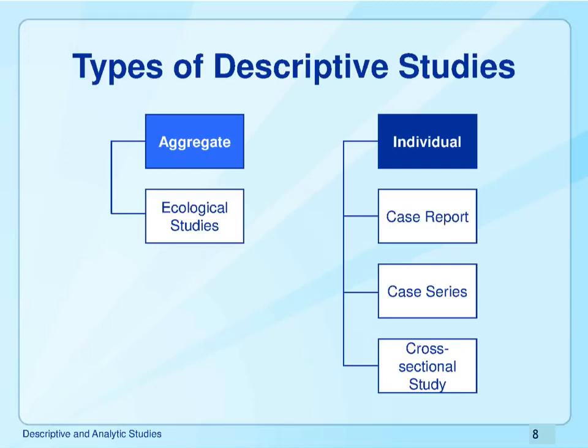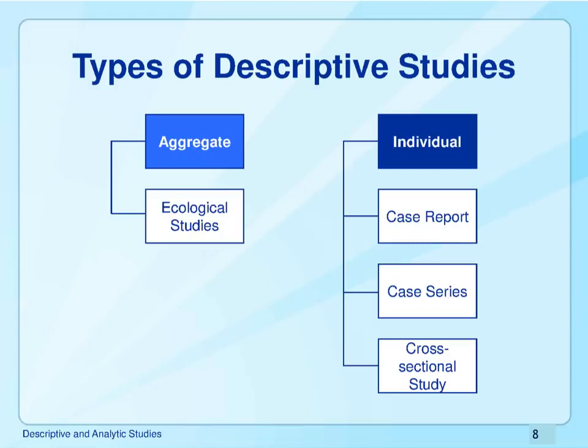Now, the types of descriptive studies that use individual level data include case reports, case series, and cross-sectional studies, and we'll talk about those a little bit more in a moment as well. Now, a case report is a simple summary of the experience of an individual with a particular outcome. Sometimes a single case is so interesting or of such high value that we report on it, such as the first person with a rare disease, such as Ebola. A case series is a summary of a series of individuals with the same outcome.